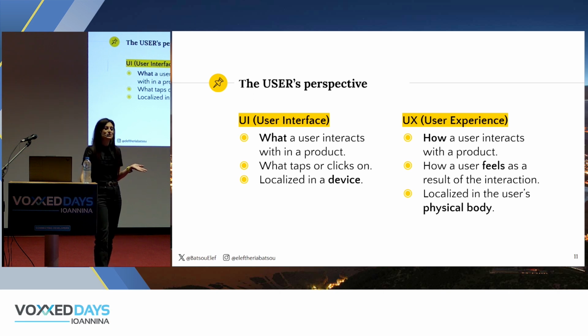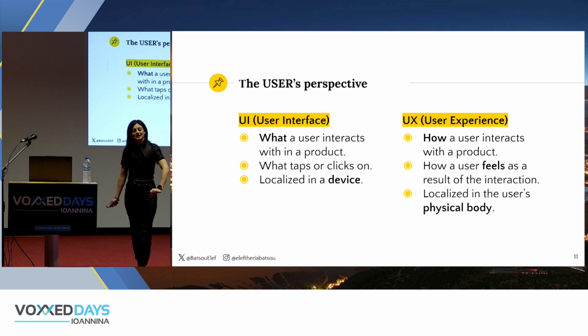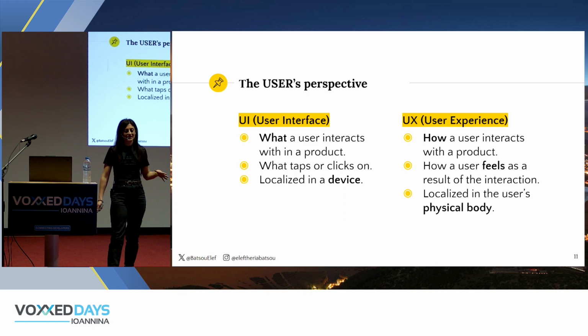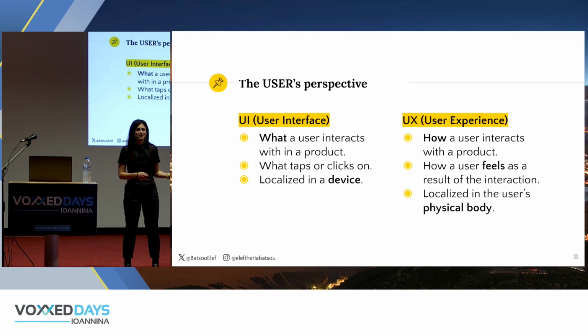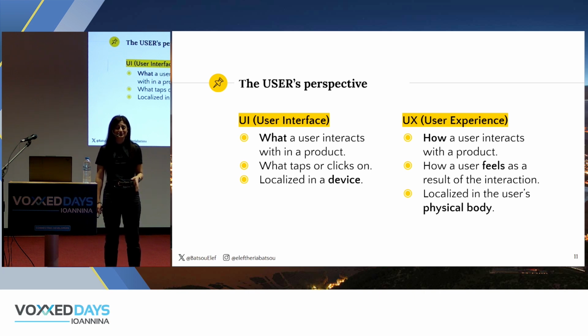So the user interface is what a user interacts with in a product, what they tap on or click on, and the whole experience is localized in a device. Maybe you have a mobile, maybe you have a laptop, a PC, or whatever. The user experience is a little bit different: it is how a user interacts with a product and how they feel when they use it. And this time, the whole experience is localized in their physical body. So you can see if they are smiling, they're probably happy with the product, but if they have a frustrated face, they probably dislike what they are doing at that particular moment.